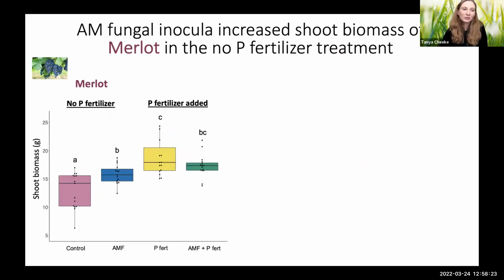Okay, then we looked at shoot biomass. So this is shoot biomass at the end of the experiment. The plants were harvested and dried and then weighed. And here again, we see that the mycorrhizal inocula increased final shoot biomass of the Merlot, but only in the no fertilizer treatment. So here we have the control, and this different letter indicates that these are significantly bigger, or more biomass for the shoots. And then we don't see a difference here when phosphorus fertilizer is added.